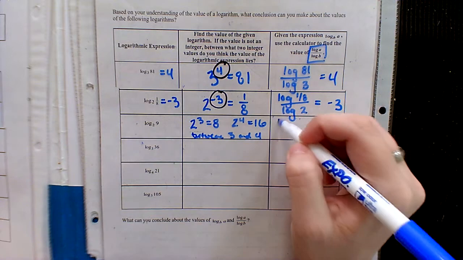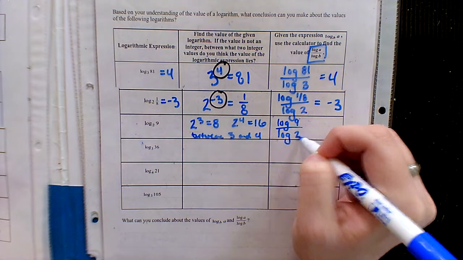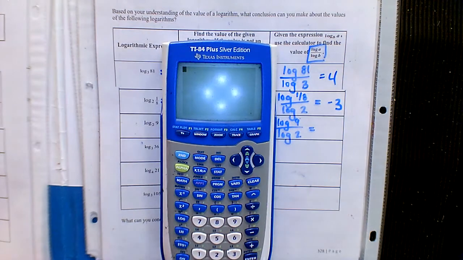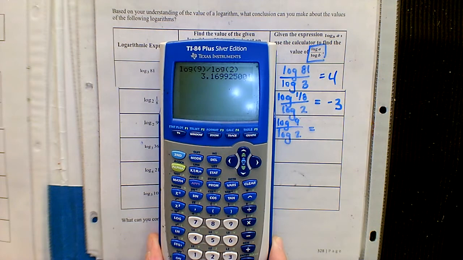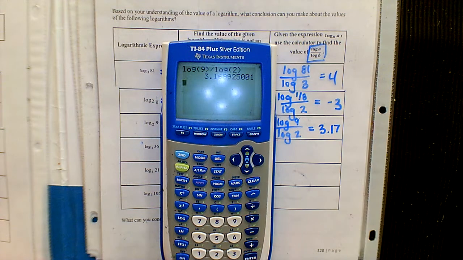So on our calculator, let's do log of 9 over log of 2, and hopefully we get something close to 3. Looks like 3.17. All right, so that's the power you'd have to raise 2 to get 9.